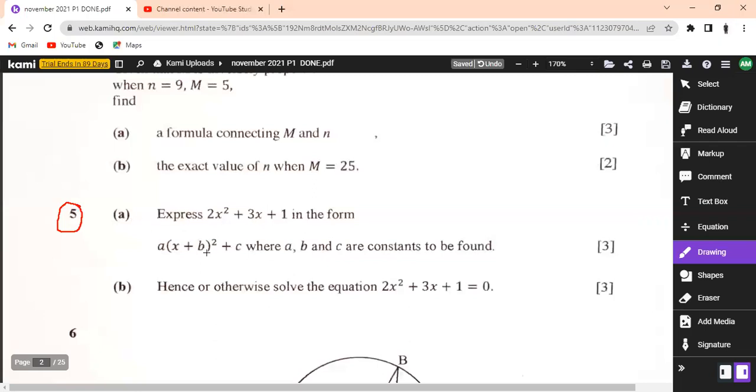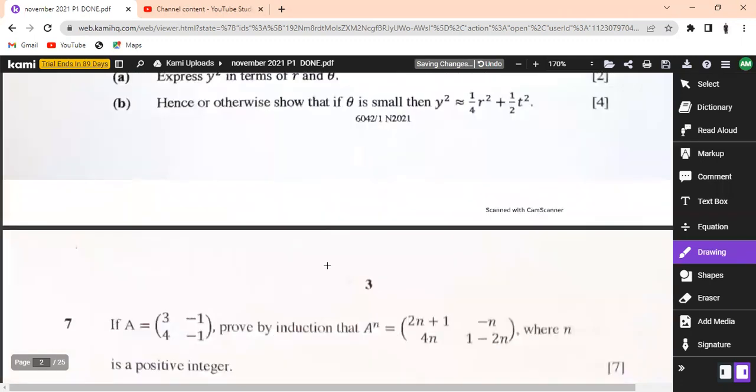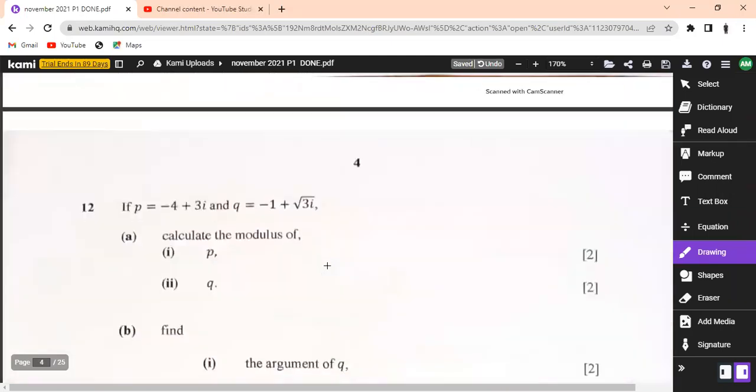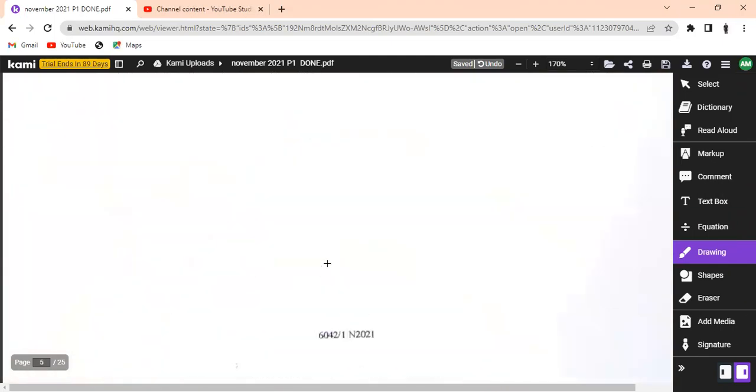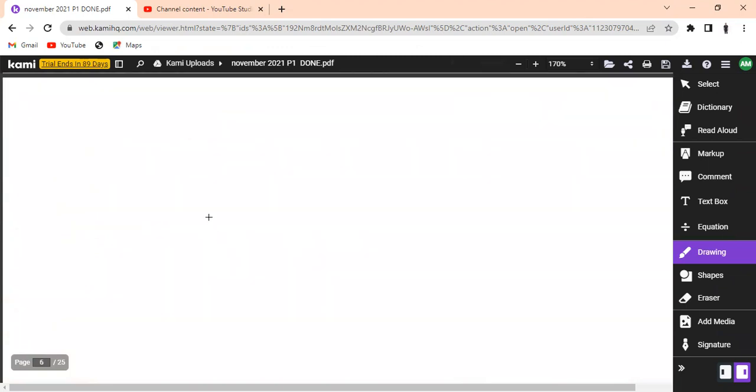On question number 5, we are asked to express this whole expression, which is 2x squared plus 3x plus 1, in the format that we are given here, where a and b are constants. So that is actually by the completing the square method. That is what you can do to attempt this question. So yes, let's just write it here. This is 5a, if I'm not mistaken.